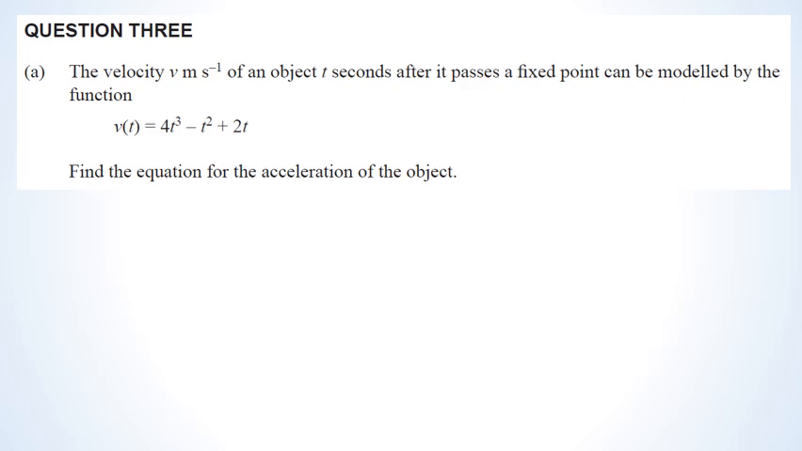All right, so question 3a, we've got velocity of a function. Find the acceleration of this object. So that's nice and simple to go with. Just differentiation of velocity. So 4t cubed differentiates to 12t squared. T squared differentiates to negative 2t, and 2t differentiates to 2. That's your achieved right there, folks. Next question.